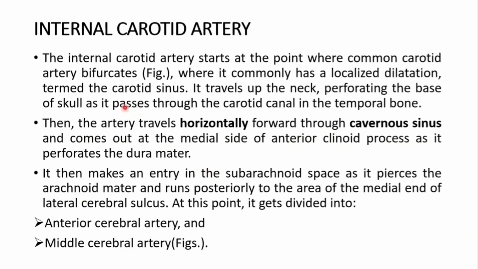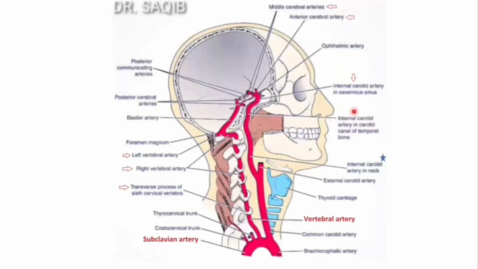The internal carotid artery starts at the point where the common carotid artery bifurcates, where it commonly has a localized dilatation termed the carotid sinus. It travels up the neck, perforating the base of the skull as it passes through the carotid canal in the temporal bone. Here you can see this is the internal carotid artery, and this is the common carotid artery. Here it bifurcates, and one terminal branch continues as the internal carotid artery.